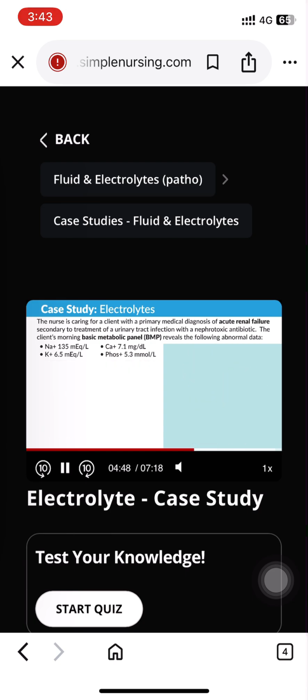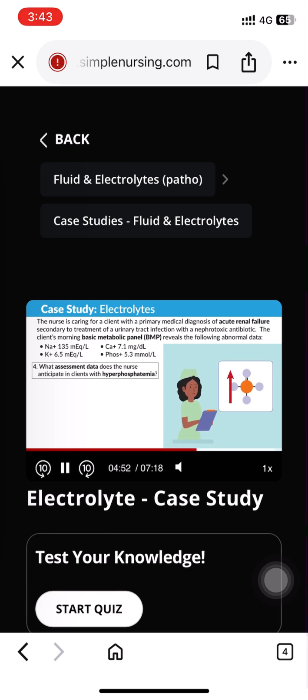Now moving on to question 4. What assessment data does the nurse anticipate in clients with hyperphosphatemia, that high phosphate? So once again, pause the screen. You got 60 seconds. Try your best.